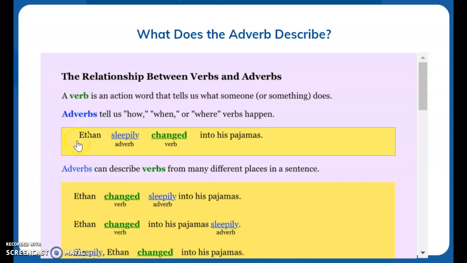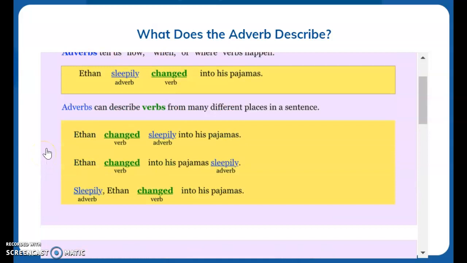So if we look at this example here, it says Ethan sleepily changed into his pajamas. And we have the verb here, changed. That's what Ethan is doing. How is he doing it? He's doing it sleepily, so that's the adverb. So sleepily is describing changed. The adverb is describing the verb. Right, so sleepily, the adverb, shows us how Ethan changed. He did it sleepily.